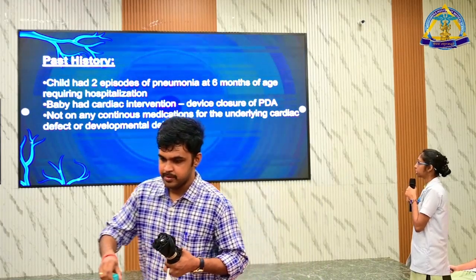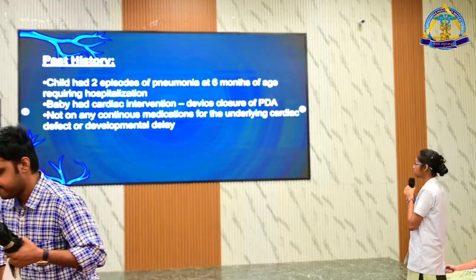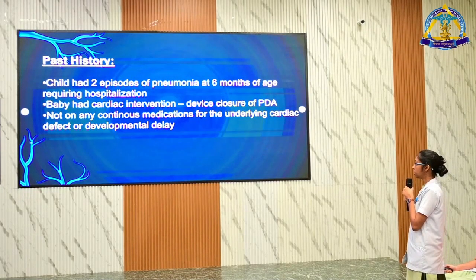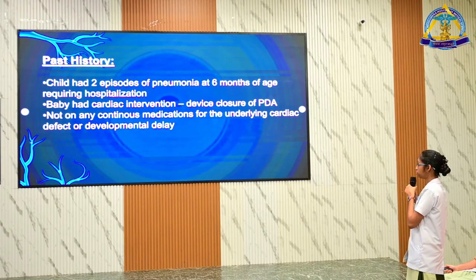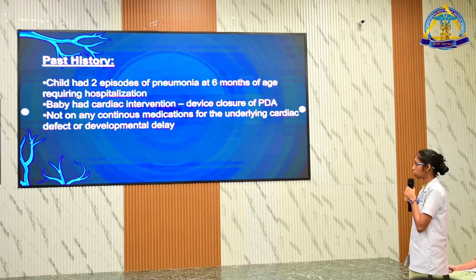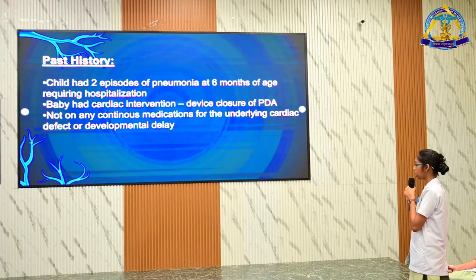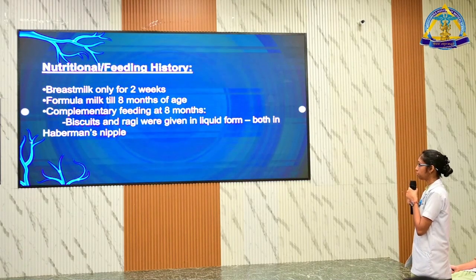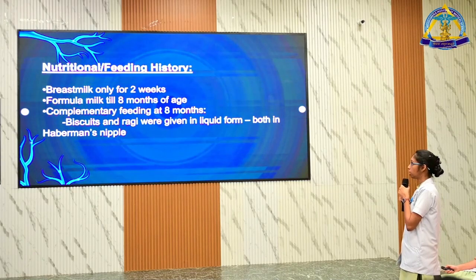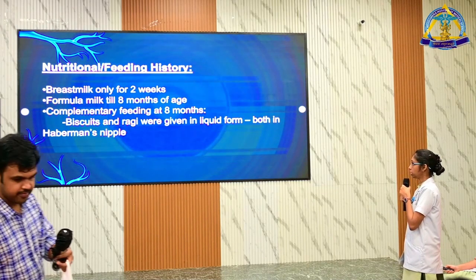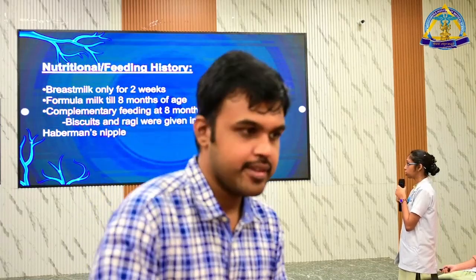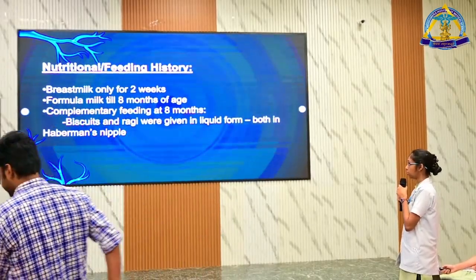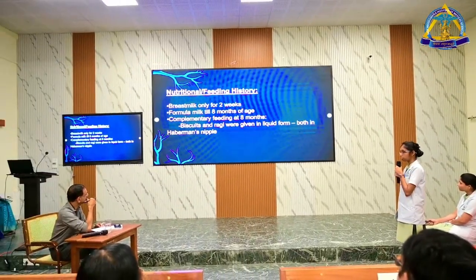Past history: child had 2 episodes of pneumonia at 6 months of age requiring hospitalization. Baby had cardiac intervention, which is device closure of the defect. The baby is not on any continuous medications for the underlying cardiac defect or developmental delay. Nutritional and feeding history. The baby is breastfed for 1 to 2 weeks. Formula milk is given at 8 months of age. Complementary feeding was started at 8 months, and biscuits and ramen are given in liquid form, both in the Haberman's nipple.